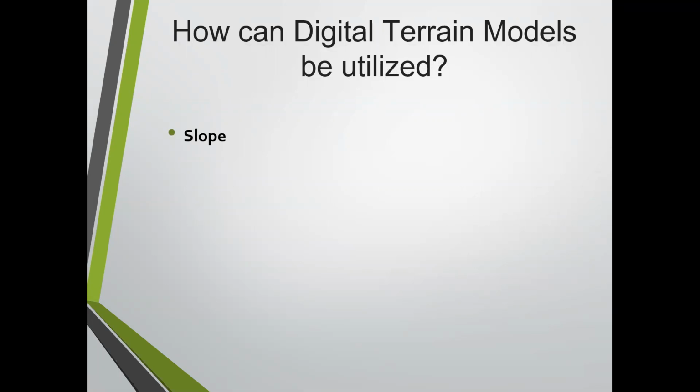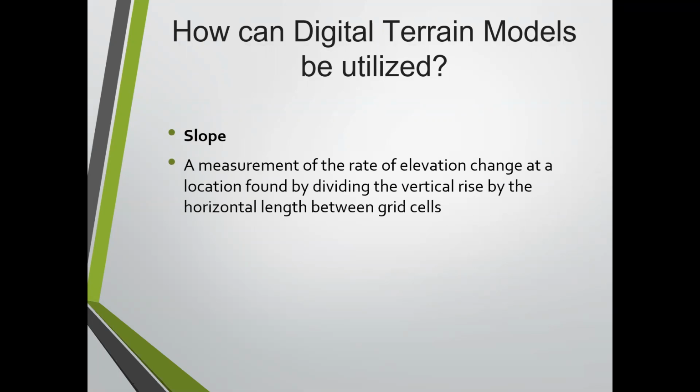So slope, of course, we talked about this. Slope is a measurement, rate of elevation change at a location. If we're looking at grid squares, we've already talked about how that works, slope on your grids. But on your triangulated irregular network, what you're getting is the slope of the actual triangle itself. So each triangle will generate its own slope value. And essentially that's just a rise over a run kind of thing.